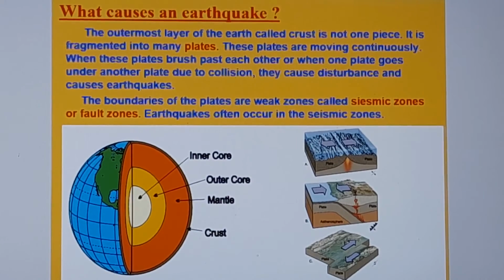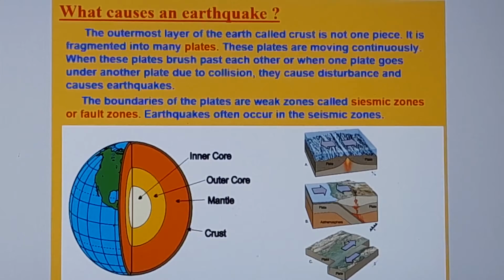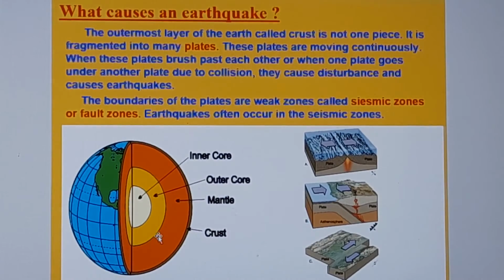Now let us see the general causes of an earthquake. Children, you know the structure of the earth. Earth has so many layers, and earth is not at all made up of a single piece, right? It has so many plates in it. When these plates move against each other continuously, because of the brushing, collision occurs and it creates disturbance. It causes earthquakes. It continuously happens. The plates keep on moving against each other.